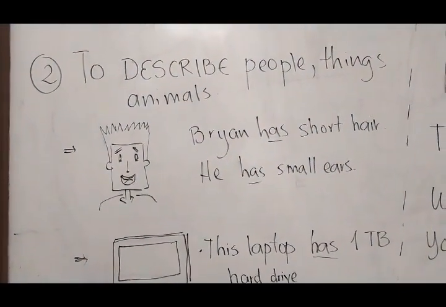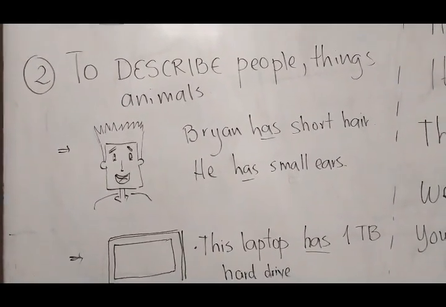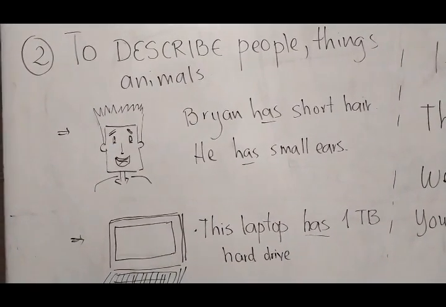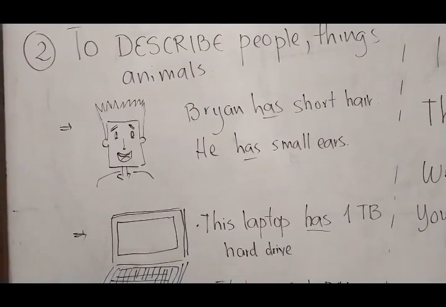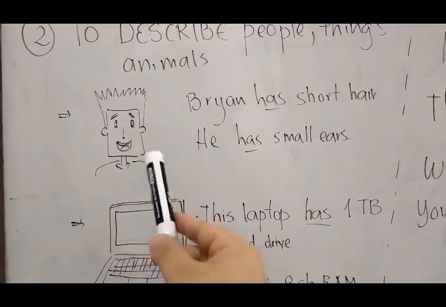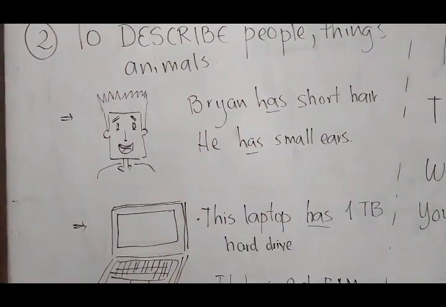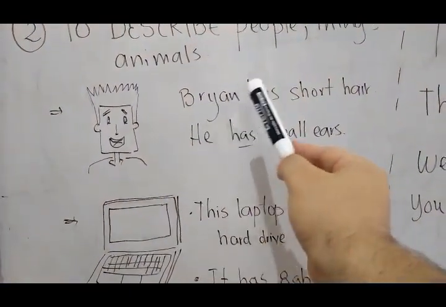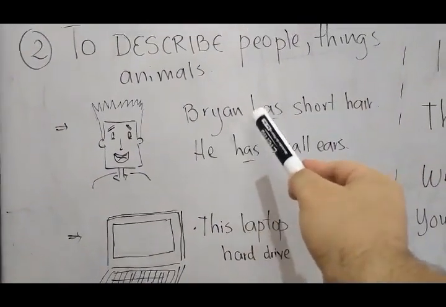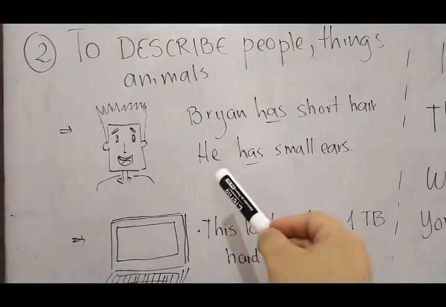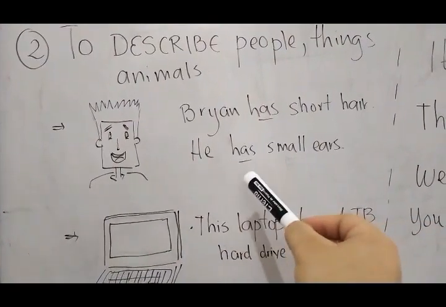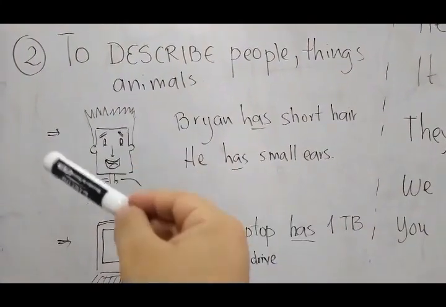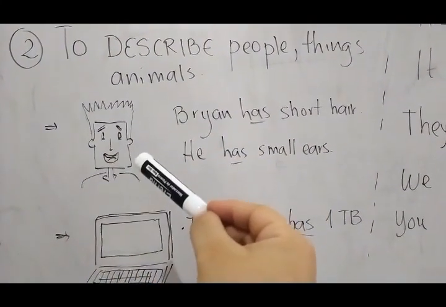For example, when we want to describe the characteristics of somebody or of an animal or an object, we use the verb has and have. Let's see an example here. In this case, we are describing this guy who is called Brian. So, for example, I want to describe his hair. So, Brian has short hair. Brian tiene el cabello corto. He has small ears. Él tiene orejas pequeñas. So, in this example, we are describing the characteristics of a person.